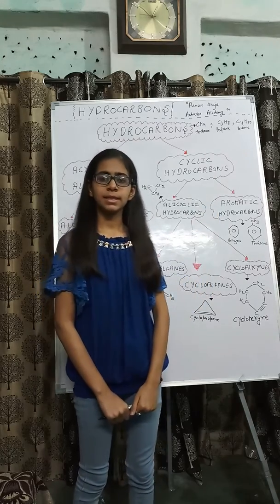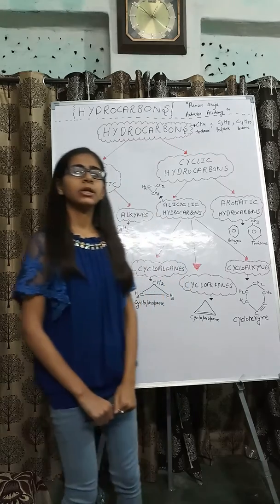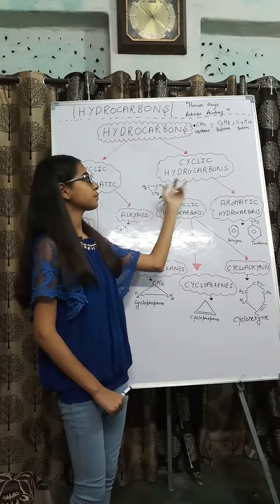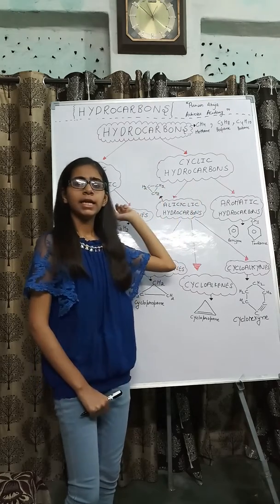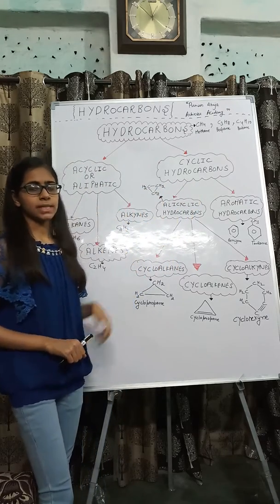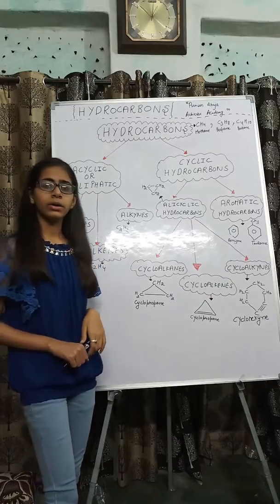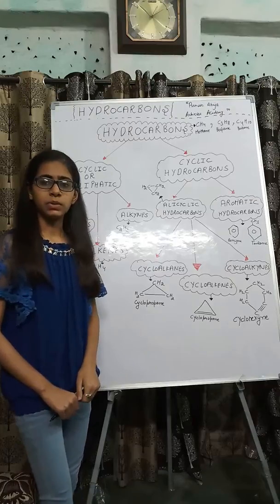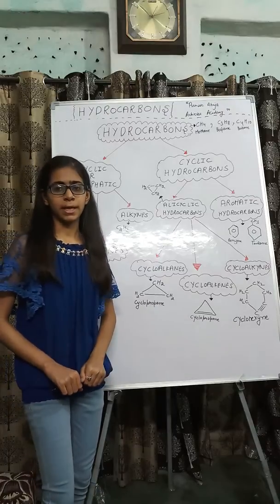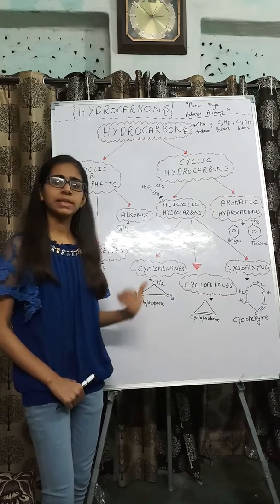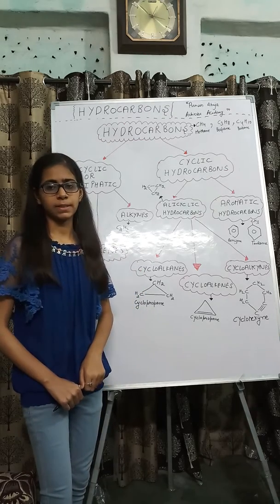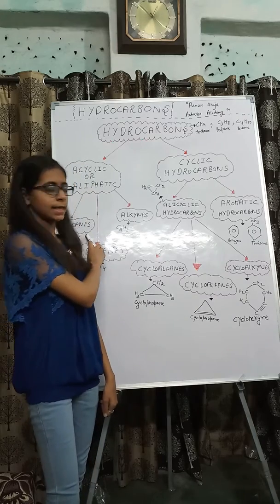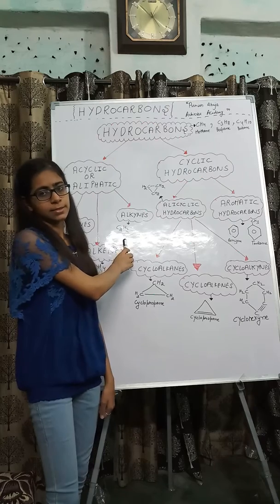Now let's discuss the types of hydrocarbons. There are mainly two types of hydrocarbons: acyclic hydrocarbons and cyclic hydrocarbons. Acyclic hydrocarbons are also known as aliphatic hydrocarbons, or simply open chain hydrocarbons, because they contain an open chain of carbon atoms in their compounds. So they are simply known as open chain hydrocarbons. They are mainly divided into three parts: alkanes, alkenes and alkynes.